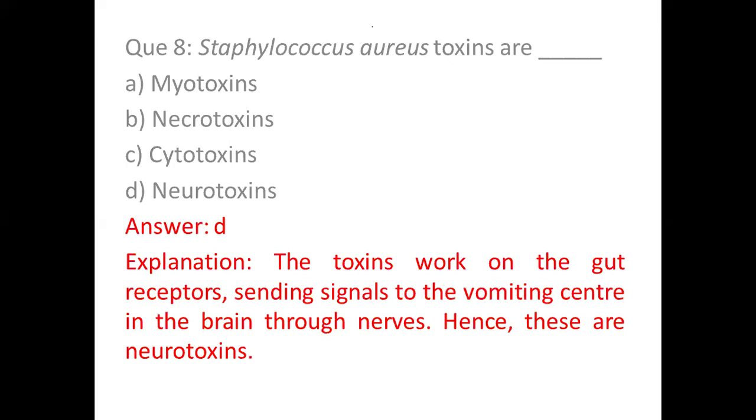Why neurotoxins? This toxin works on the gut receptors and sends signals to the vomiting center of the brain through nerves. Hence, these are neurotoxins, because they are affecting the nerves, or we can say the receptors of our brain.